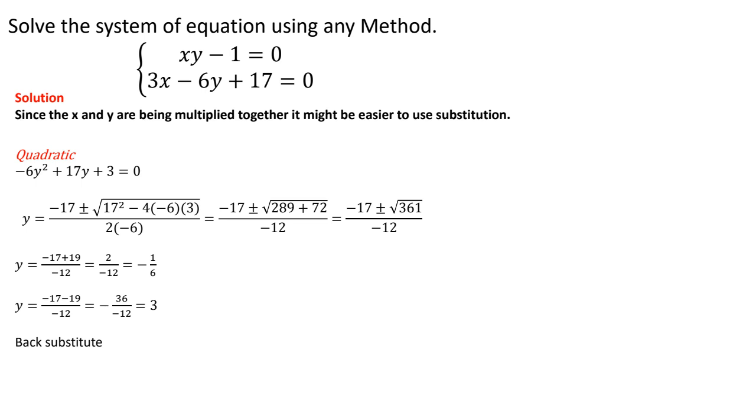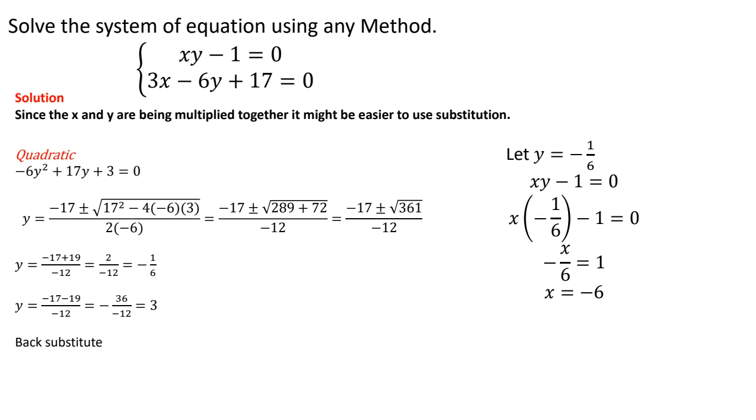Since I used the substitution method, again, it doesn't matter which of these two equations I pick to use for my back substitution. Again, I'm going to pick the first one. They're both equally easy. So we have x minus y minus 1 equals 0. So first, let's solve when y equals negative 1 over 6. So we have x times negative 1 over 6 minus 1 equals 0.